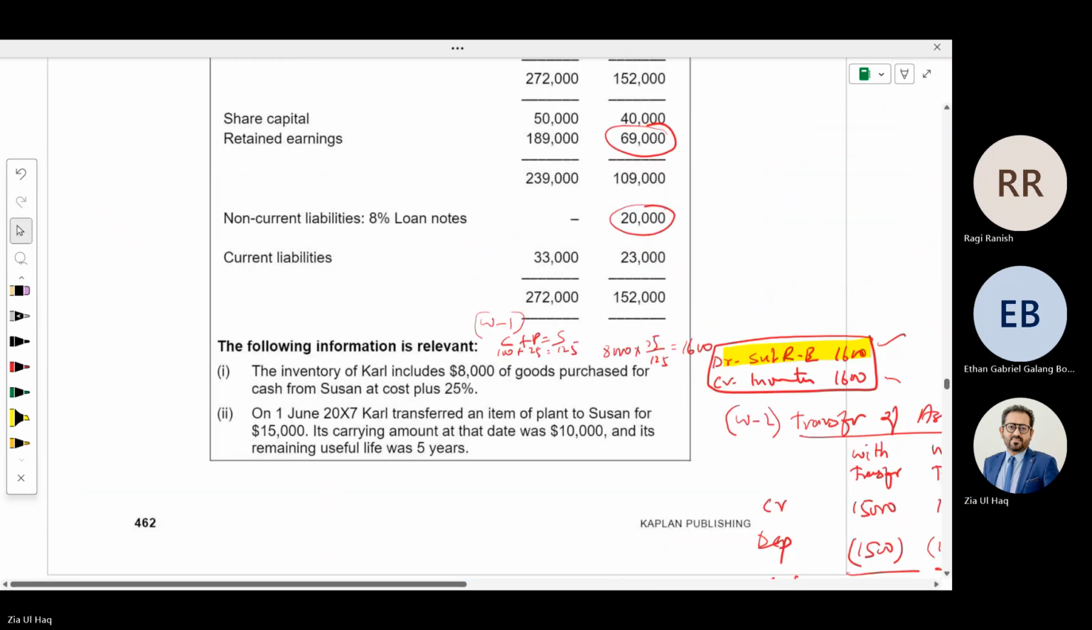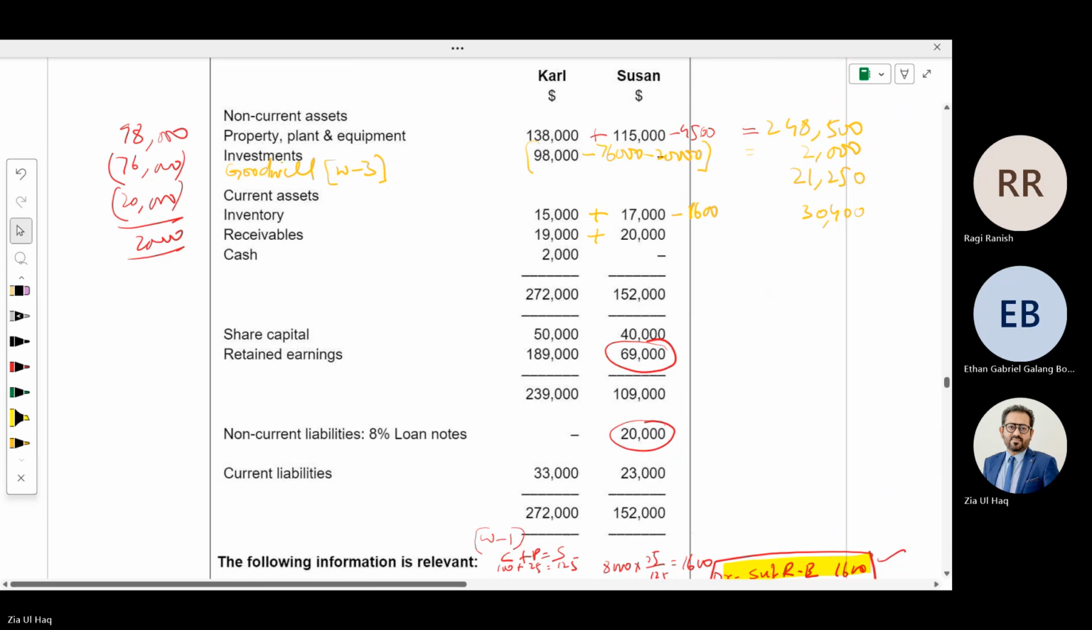So if we move here, receivable, we need to add this. We need to deduct 2,500. We need to deduct 1,500. Now give me the amount. 35,000. Cash 2,000, we need to add 2,500. So that will be 45. So now we can calculate their total.